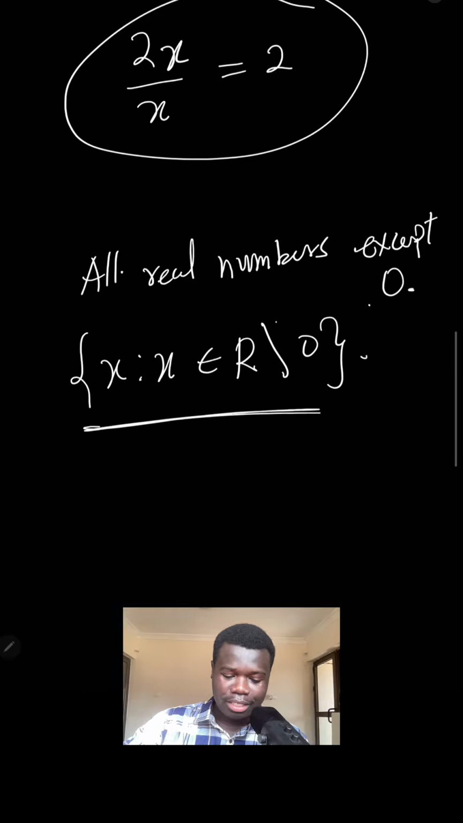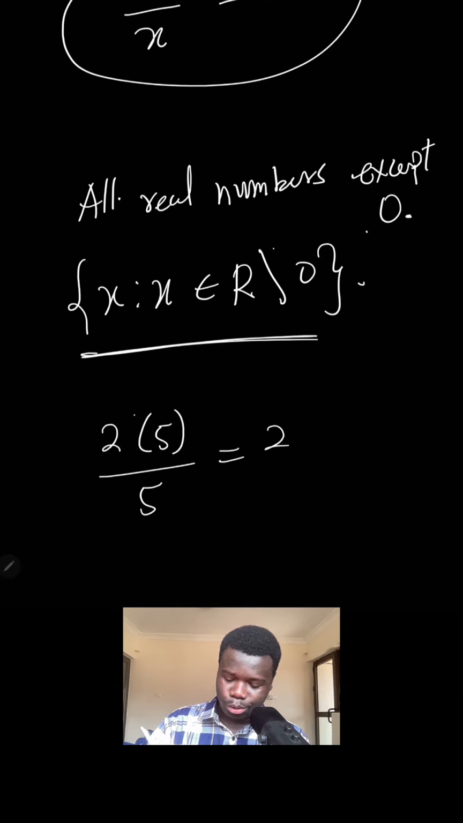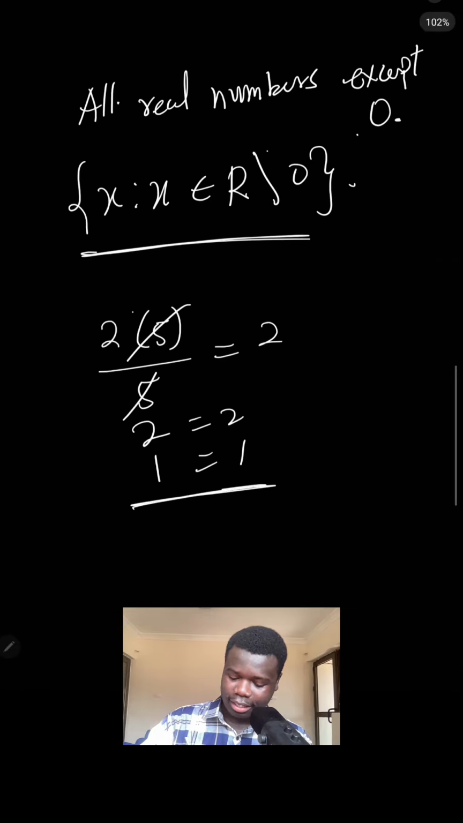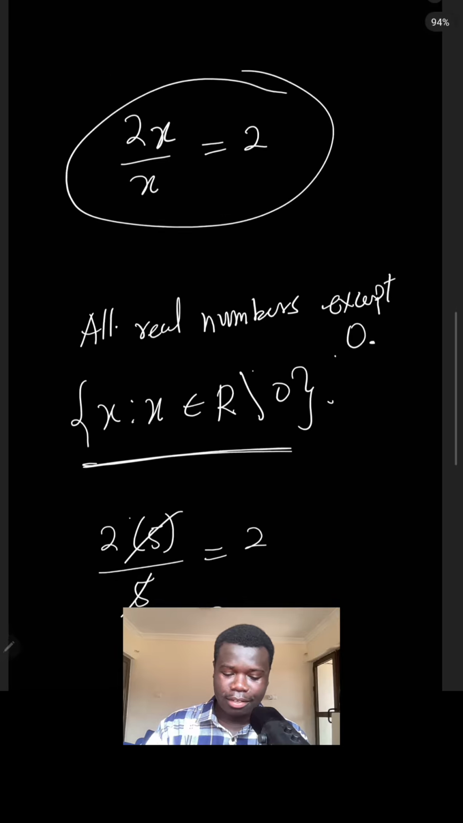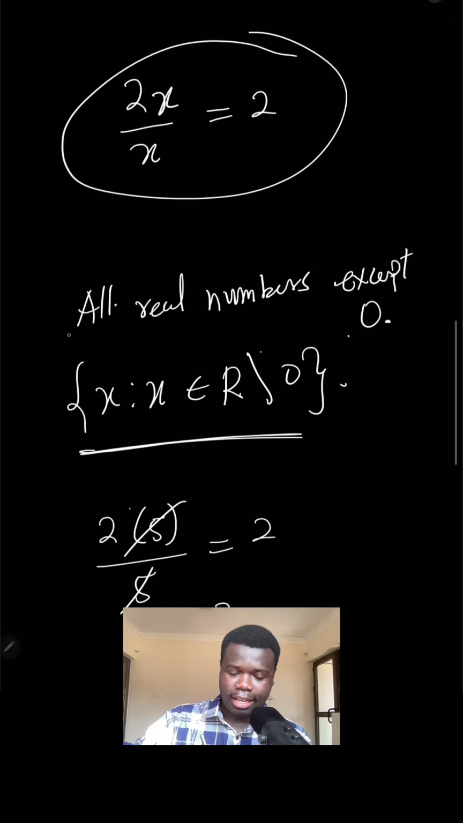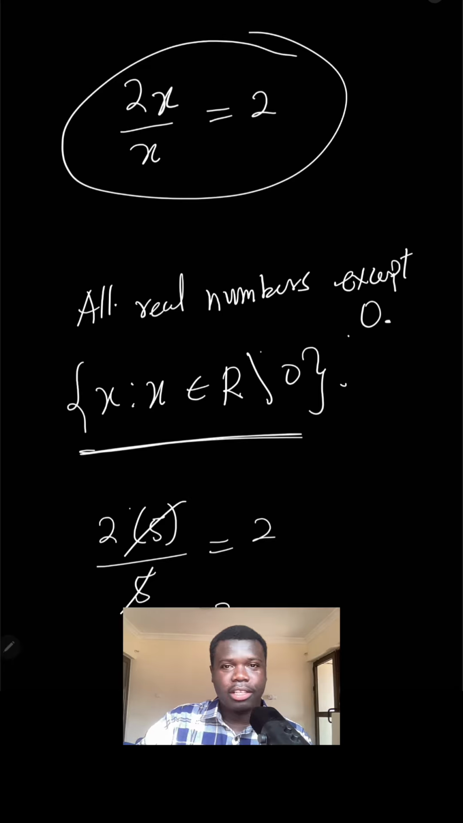If you want to prove it, 10 is a real number, right? 5 is a real number. So it's going to be 2 into bracket 5 divided by 5 equal to 2. And you realize, you can still cancel out 5 to get 2 equal to 2, 1 equal to 1. And because 1 is actually equal to 1, then the statement is true. So anytime you are given a question like this, the answer is all real numbers, and you check if there is an exception, then you add the exception to it.